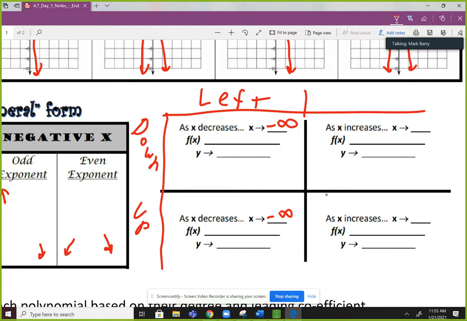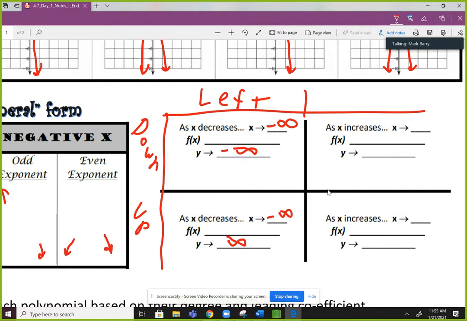So down would be y goes to negative infinity. And y here would be positive infinity. Oh, and here would be, I don't want to fill that out. Don't worry about that middle spot, okay?